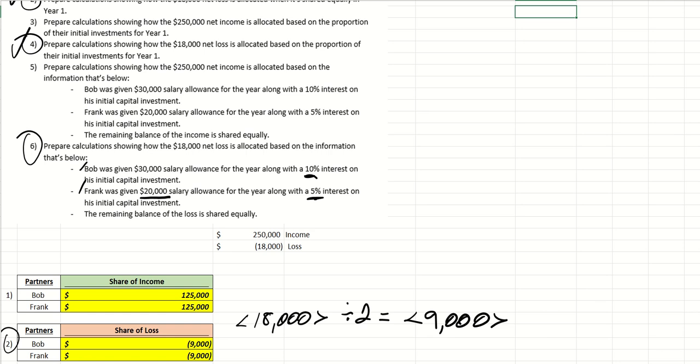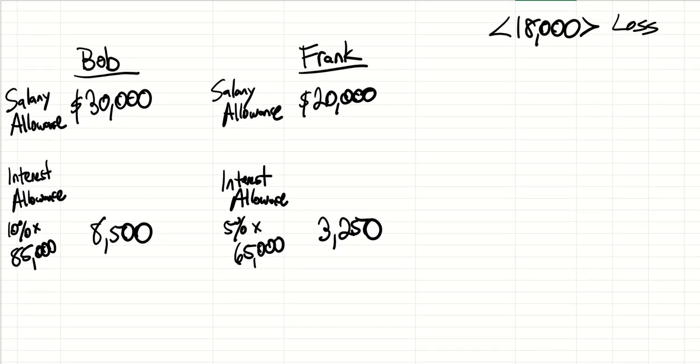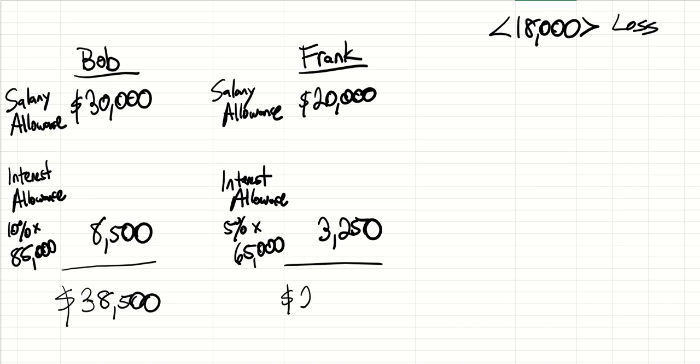So before we get to the last bullet point, I'm just going to scroll down here and we're going to have to do some addition and some subtraction here. Well, no, just some additions. Okay, so on Bob's side, we're going to have to now add the salary allowances and interest allowances together, and that's going to give us $38,500. And for Frank, that gives us $23,250. Okay, that's, I want to say, step one.